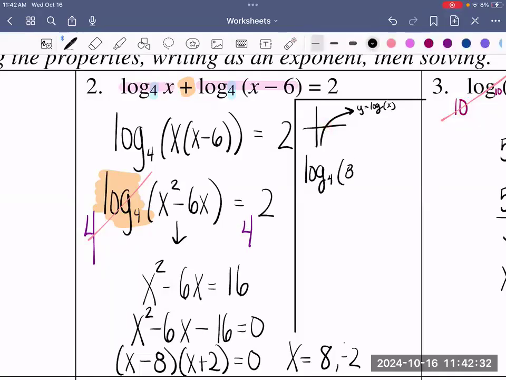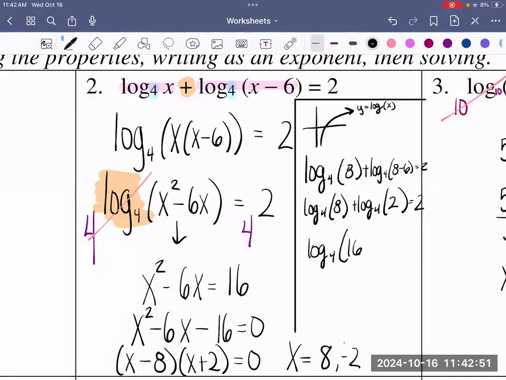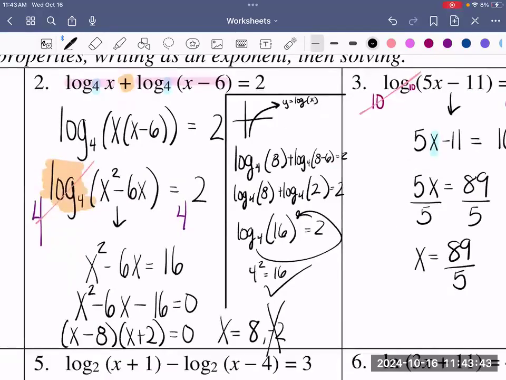So when we go to plug it in, you have log base 4 of 8 plus log base 4 of 2. So we just have log base 4 of 16 is equal to 2. So that just means if we were to swoop, 4 squared is equal to 16. So we need to just cancel out your negative, and then to check your solution, it is perfectly fine.